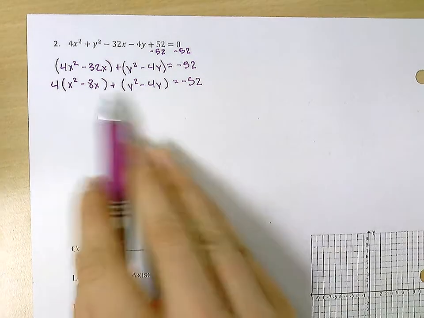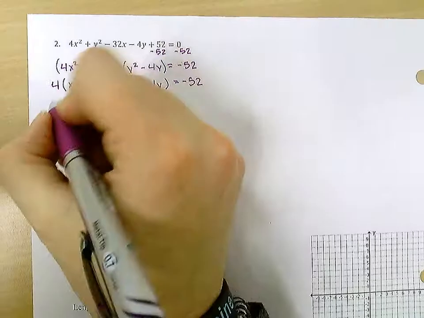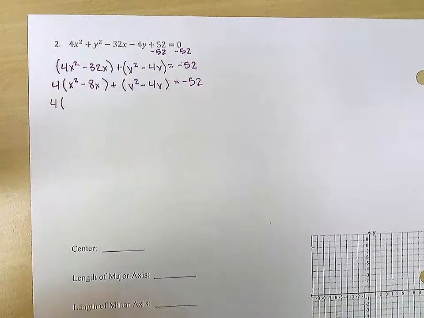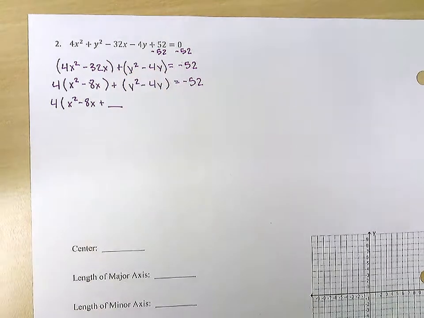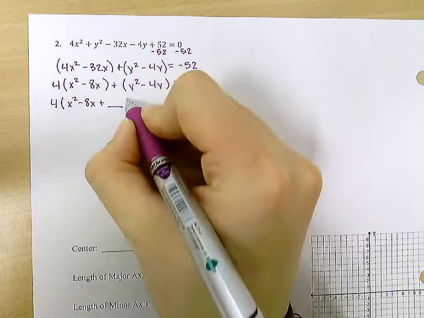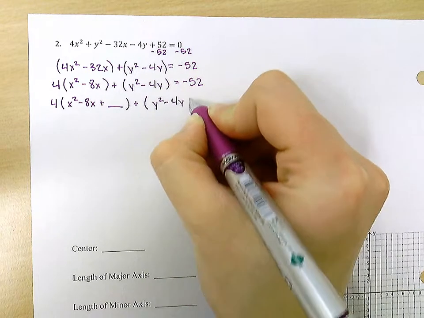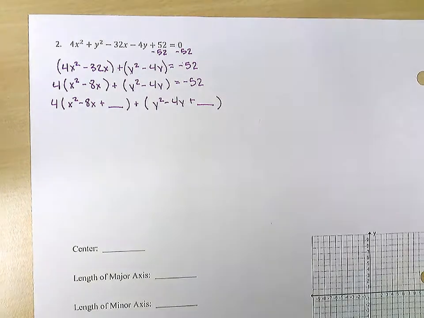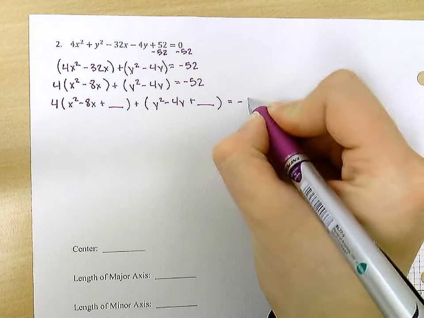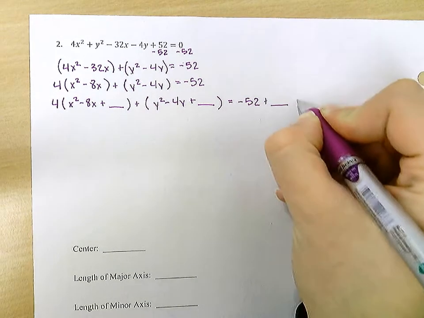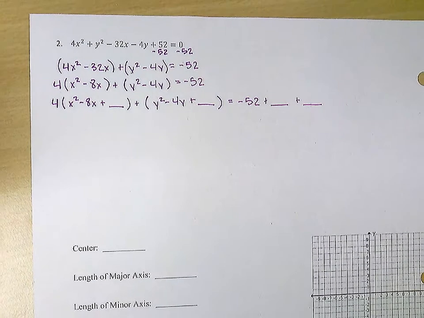Okay, next I want to complete the square for both quantities. So I have to add in an extra value. So we have 4 times the quantity x squared minus 8x plus a value, plus the quantity of y squared minus 4y plus a quantity. That's equal to negative 52. Whatever I do to one side, I have to do the other. So I have to add in those extra values.